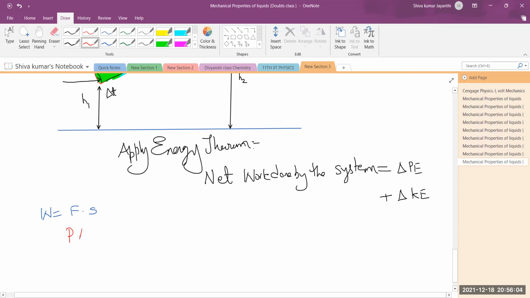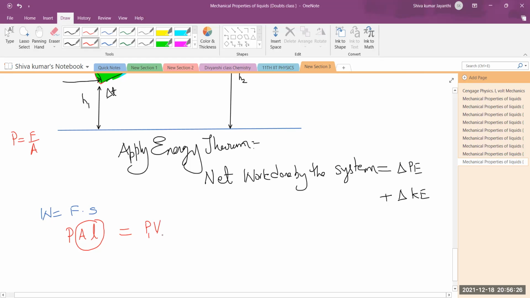Pressure into area is force, because pressure is defined as force acting per unit area. So force is defined as pressure into area, and work is force into distance L. What is A into L? Area into length is the volume existing at that instant, that capital V, isn't it?